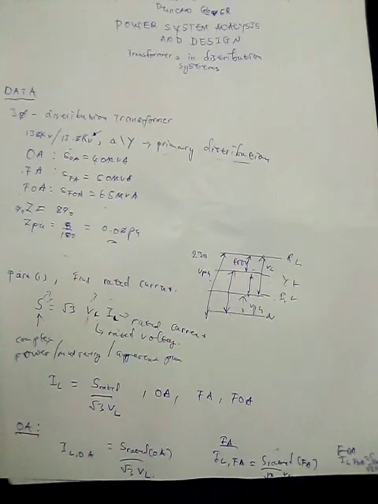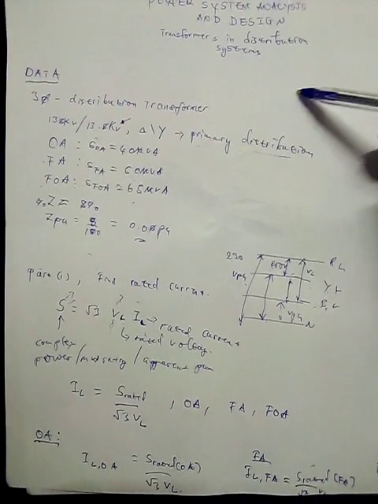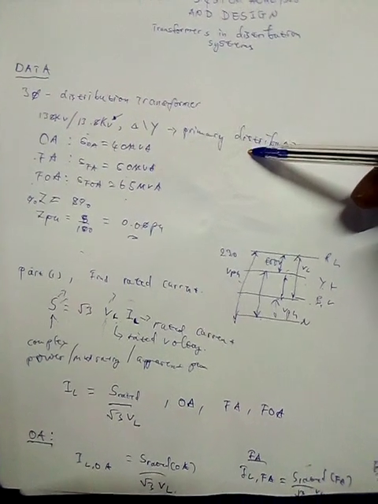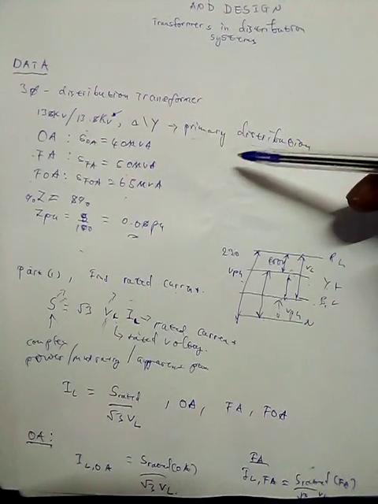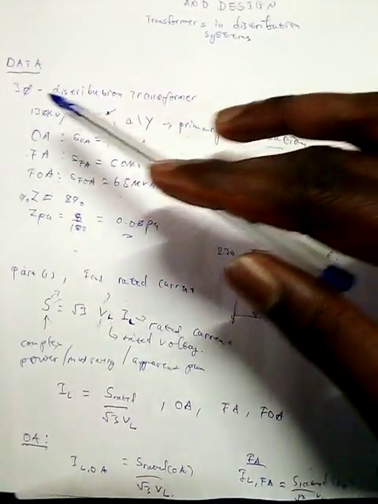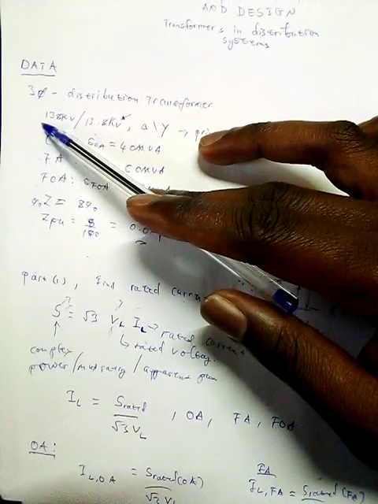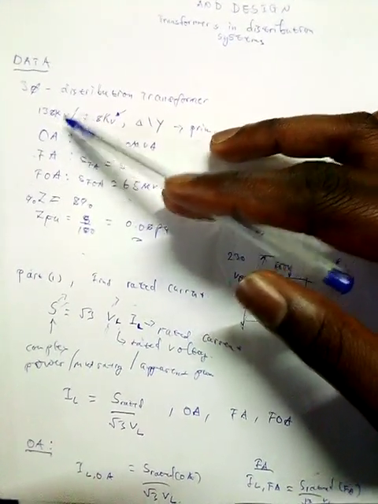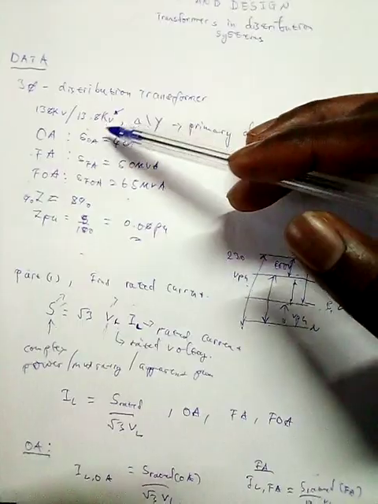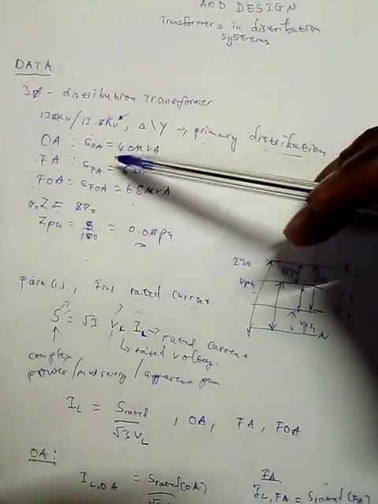Now, referring to the question, it asked for the rated current on your primary distribution side. So what is your primary distribution side? It is the side that operates at distribution voltage. This side operates at transmission voltage, hence this high 138 kilovolts. But on the other side, when you're done with transmission, you step it down to distribution. So when they say primary distribution side, they're referring to this side.